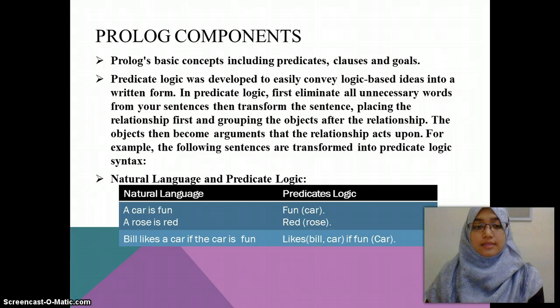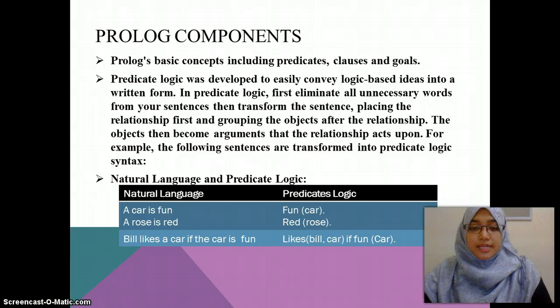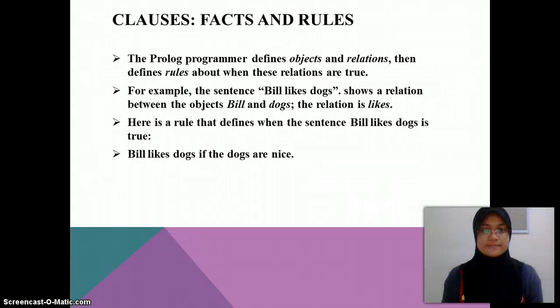These are the differences between natural language and predicate logic. First example for natural language is: a car is fun. The predicate logic is: fun(car). Next, a rose is red. Predicate logic: red(rose). The last one is: Bill likes a car if the car is fun. Predicate logic: likes(Bill, car) if fun(car).